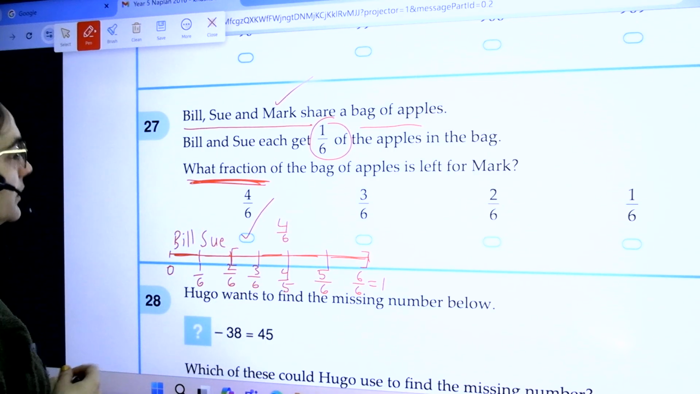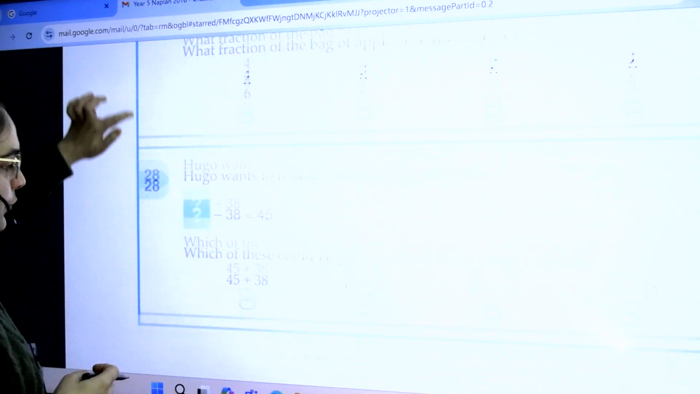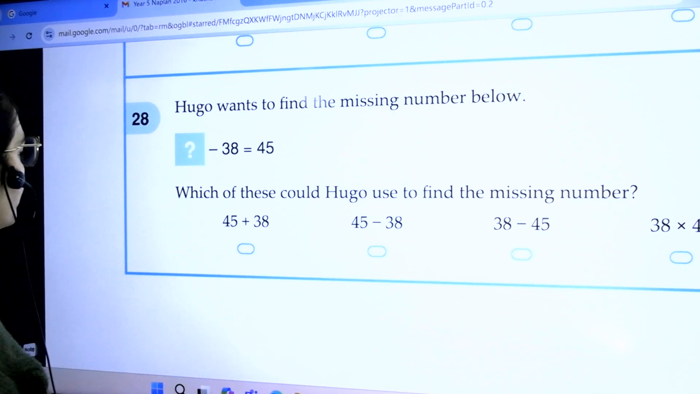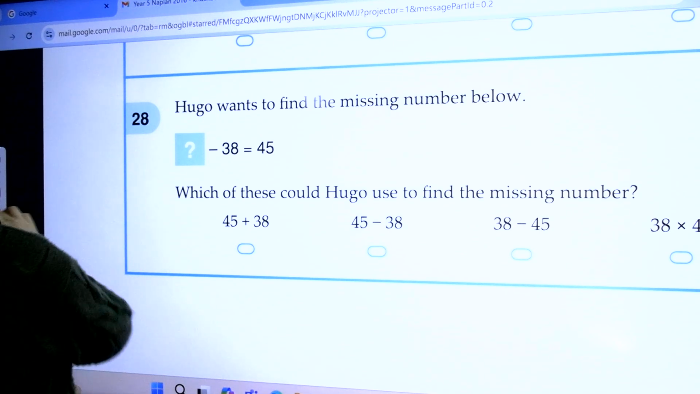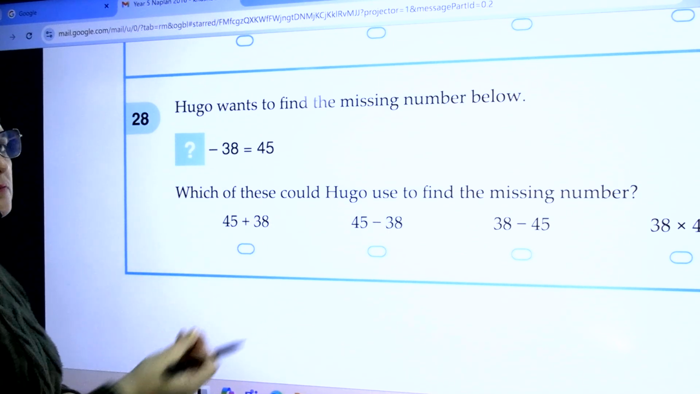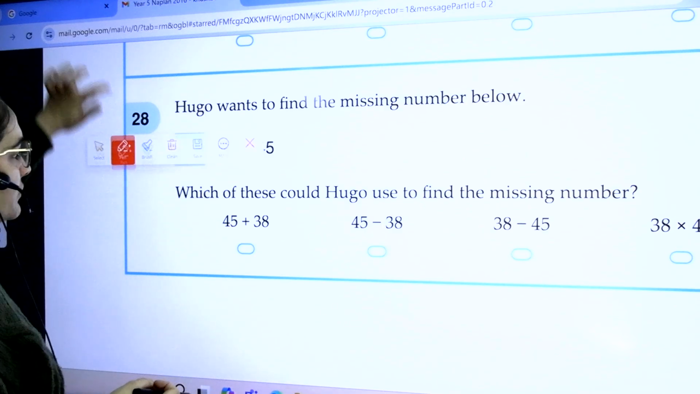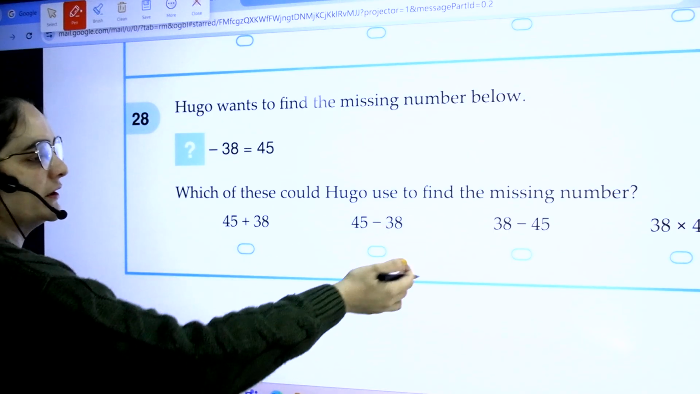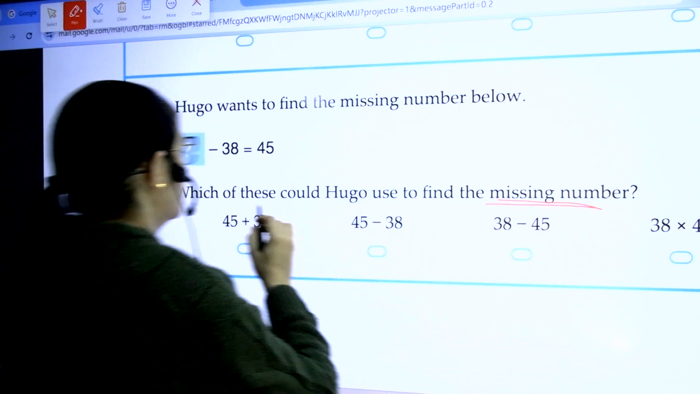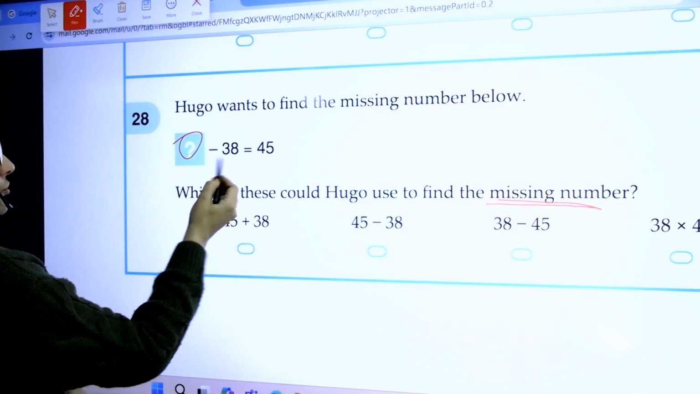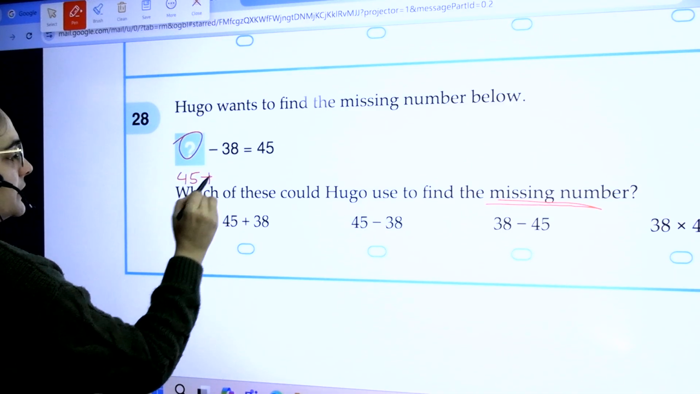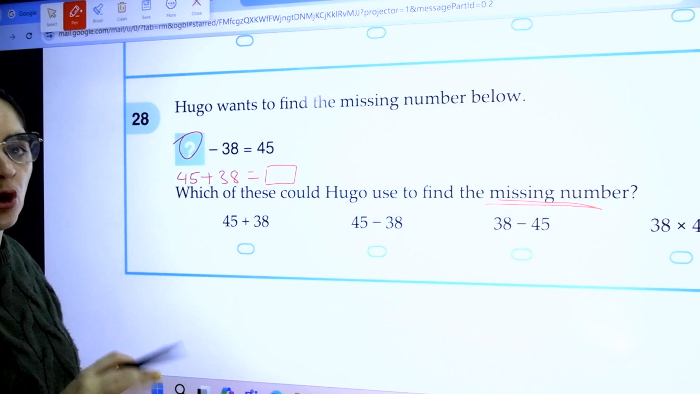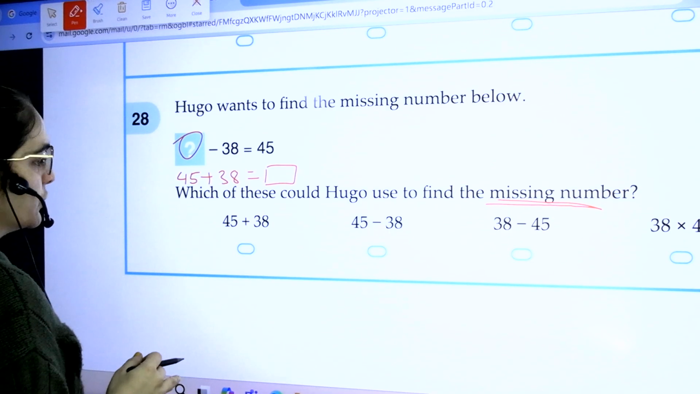Okay, let's move on. Question 28. Hugo wants to find the missing number below. This is inverse calculation. Whenever you see questions like something minus something is something, you do inverse calculation. Which of these could Hugo use to find the missing number? This is the missing number. You should be doing 45 plus 38 to find the answer. Always use inverse calculations for such questions.